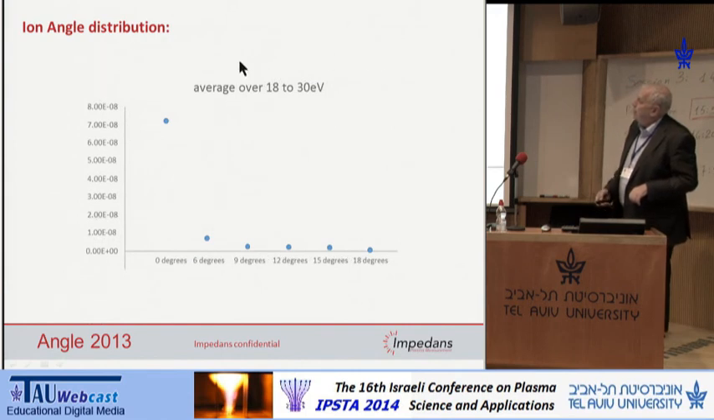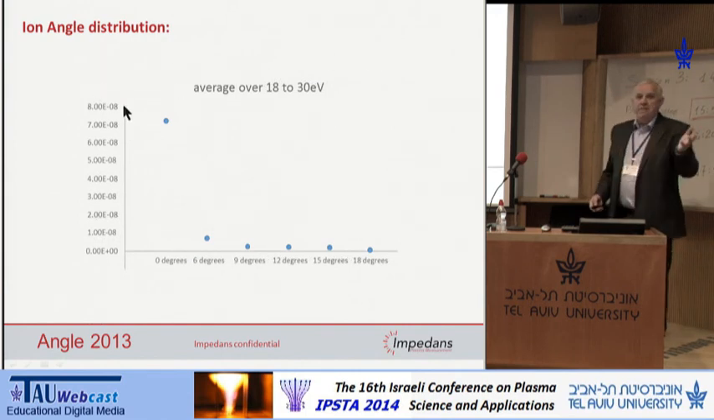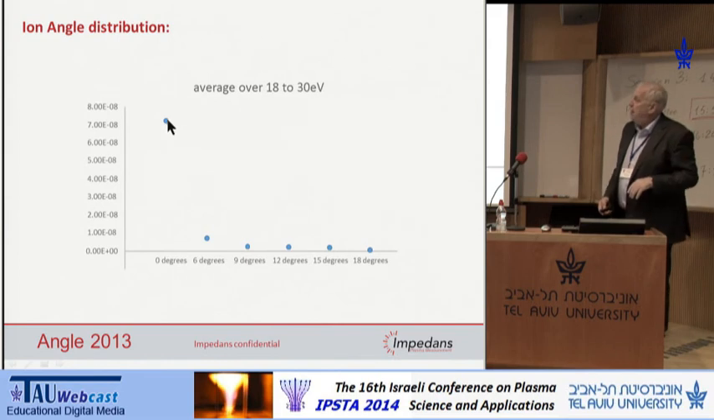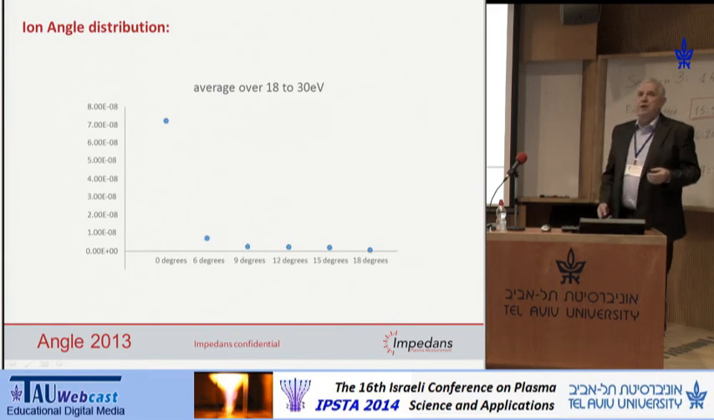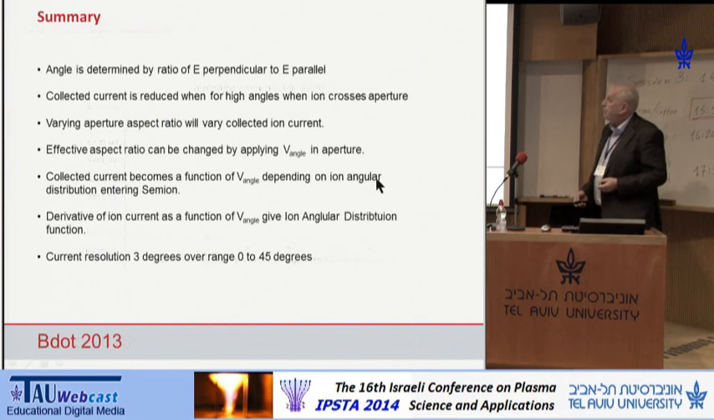And we can look at an average over, say, 10 eV, the most important ions in that bunch, and we can see that, as I said, 90% of the ions are arriving at a 0 angle, but we have a small component arriving at 6 degrees and then essentially going to 0 at higher angles.